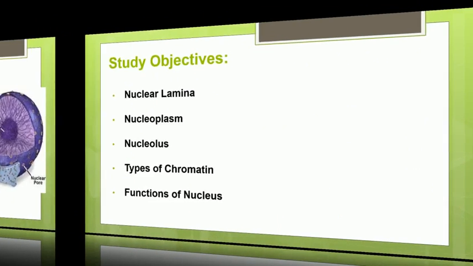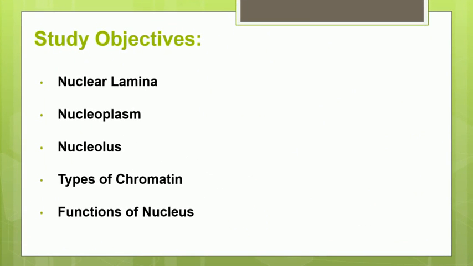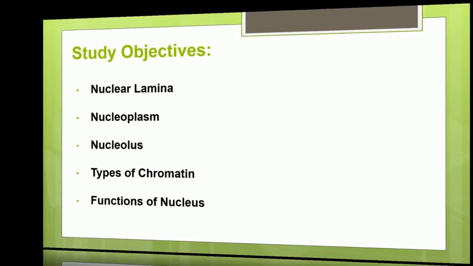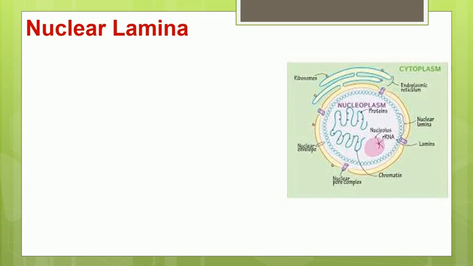In today's lecture, the study objective will be to study nuclear lamina, nucleoplasm, nucleolus, types of chromatin and functions of the nucleus. So let us begin with the first part, that is nuclear lamina.